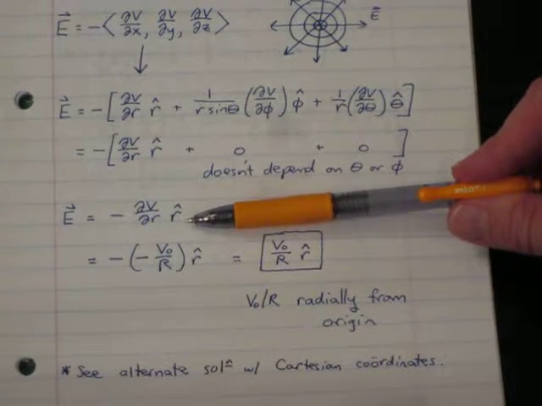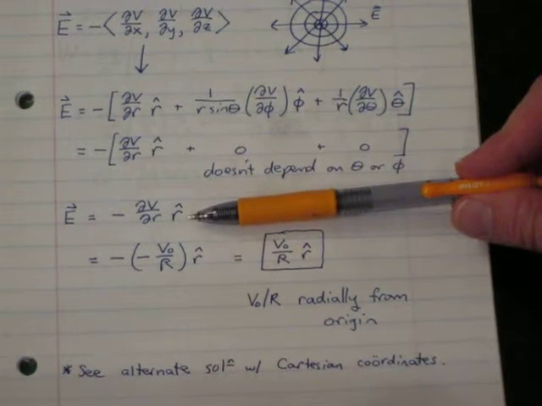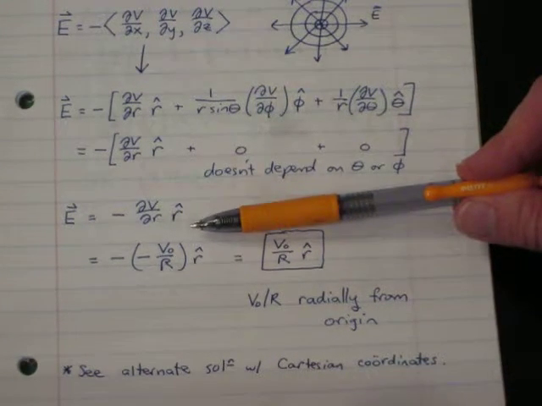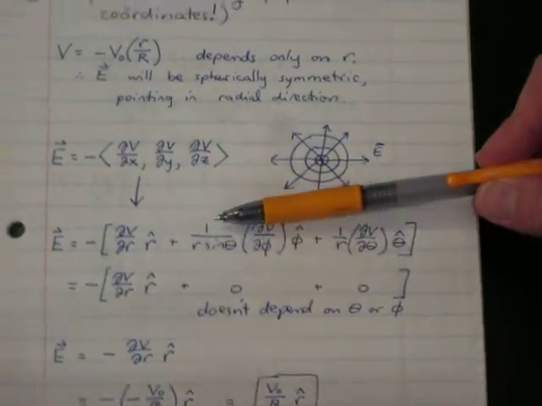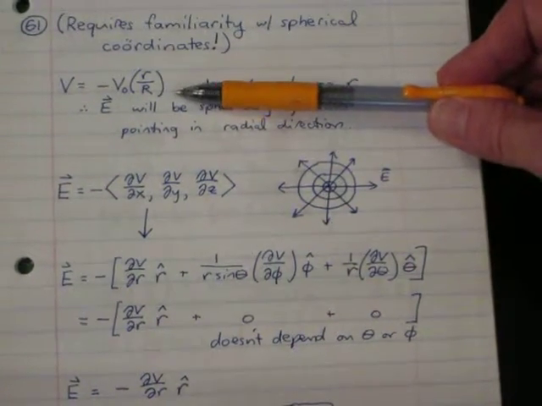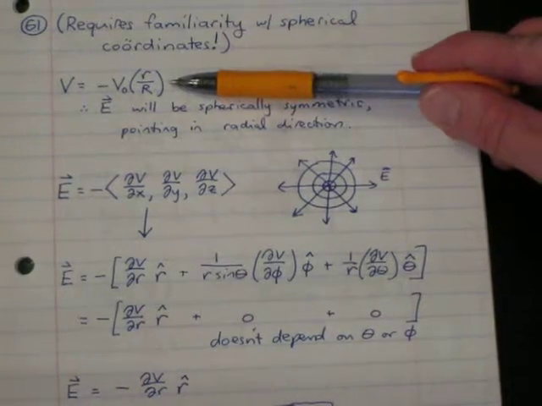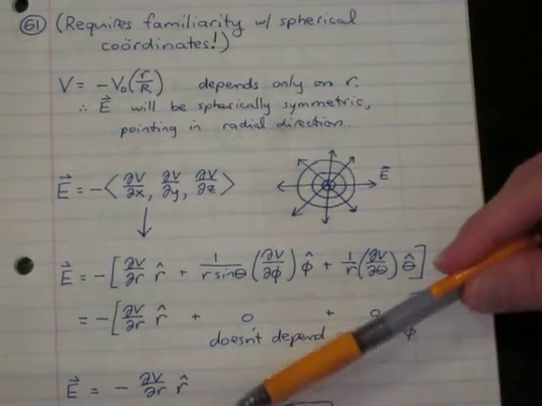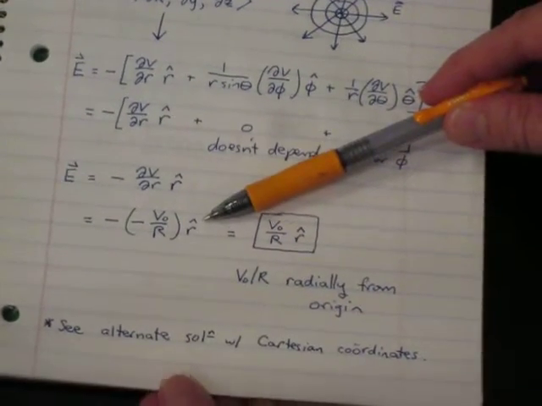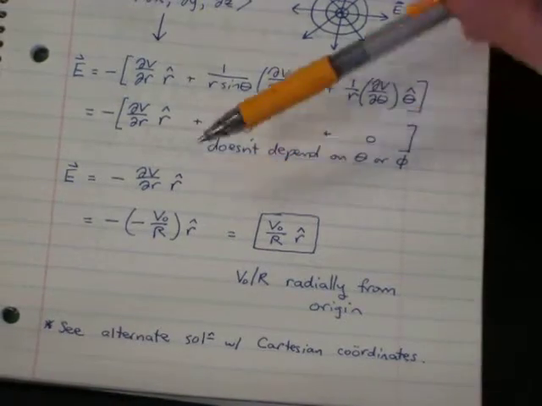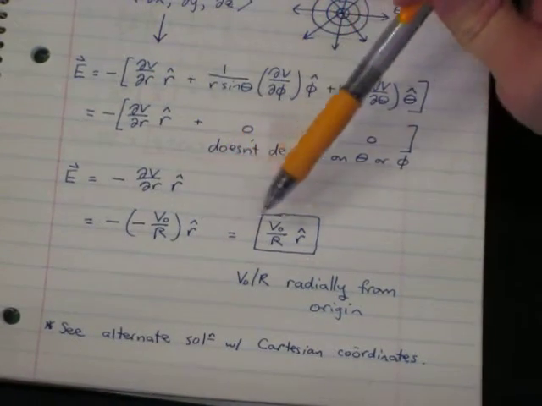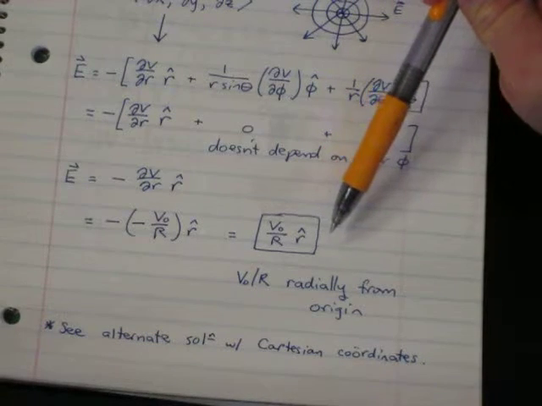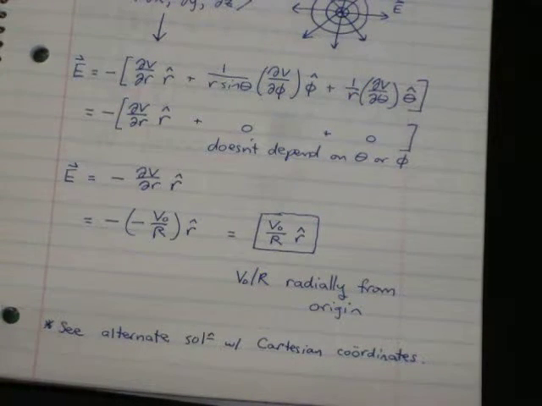And so when we take the derivative with respect to little r, we get negative V naught over big R, which is right here. Don't forget your negative sign on the outside, and we're left with V naught over big R times R hat. It's V naught over R radially going out from the origin. That's the solution using spherical coordinates.